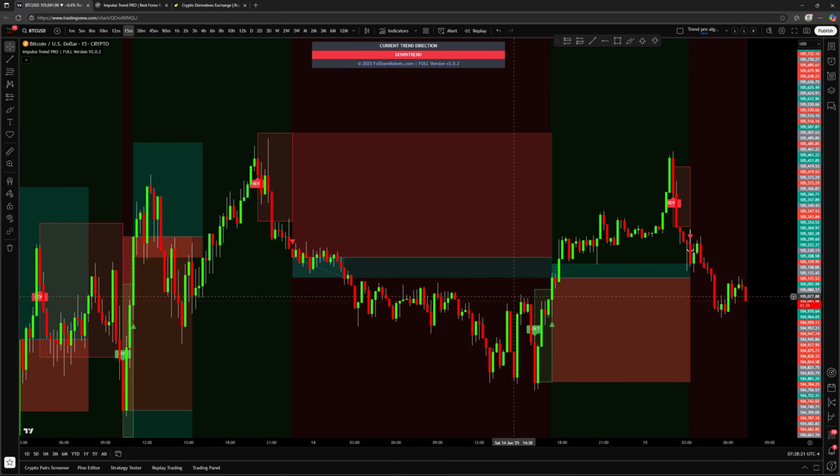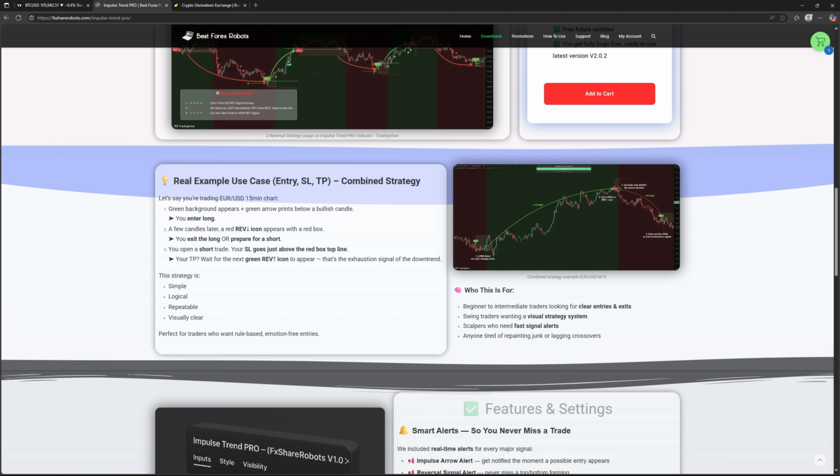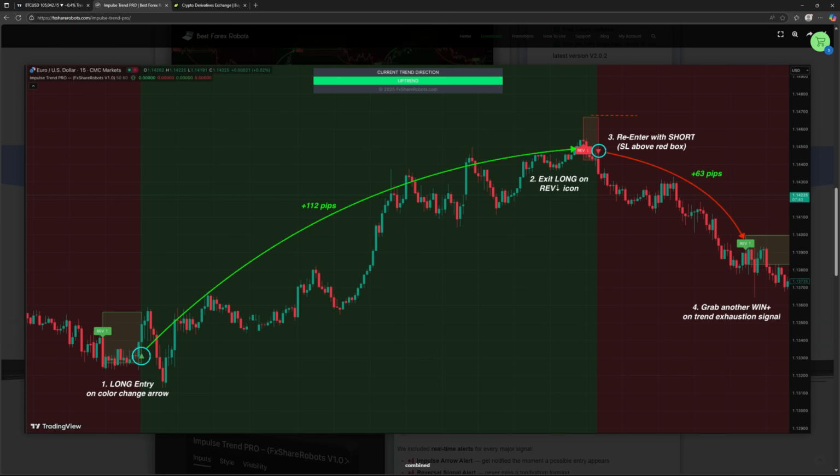Okay, so you can see that that's the strategy. That's exactly what they suggest here. If we go into their material, we can see long entry on color change arrow. Okay, so it's the color change arrow candle. That's our long entry, right? As I was just saying.